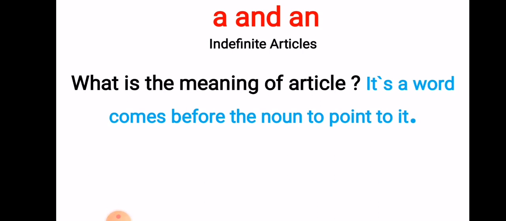Today we will start to talk about a and an. Actually, both of them are articles. Article, what is the meaning of article? It's a very hard word. Article, it's a word that comes before the noun to point to it or to refer to it. So, we can use a or even an if we need to point to a noun.